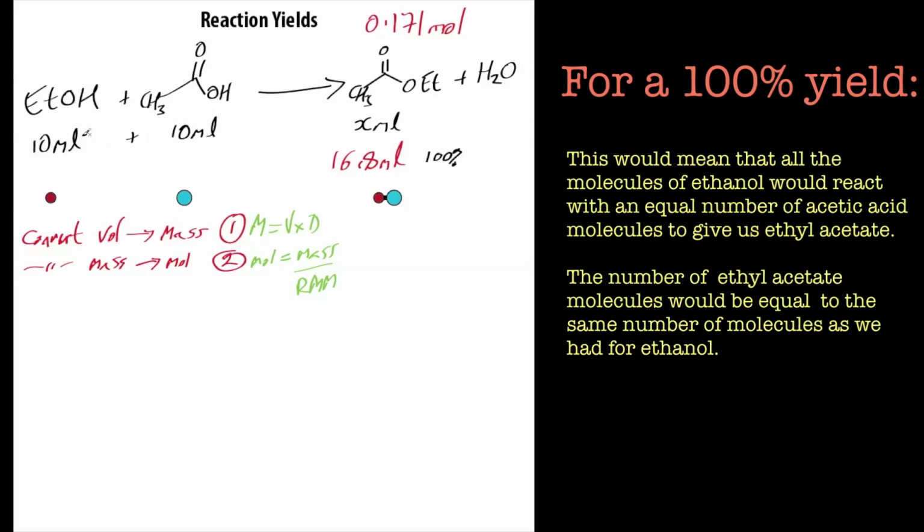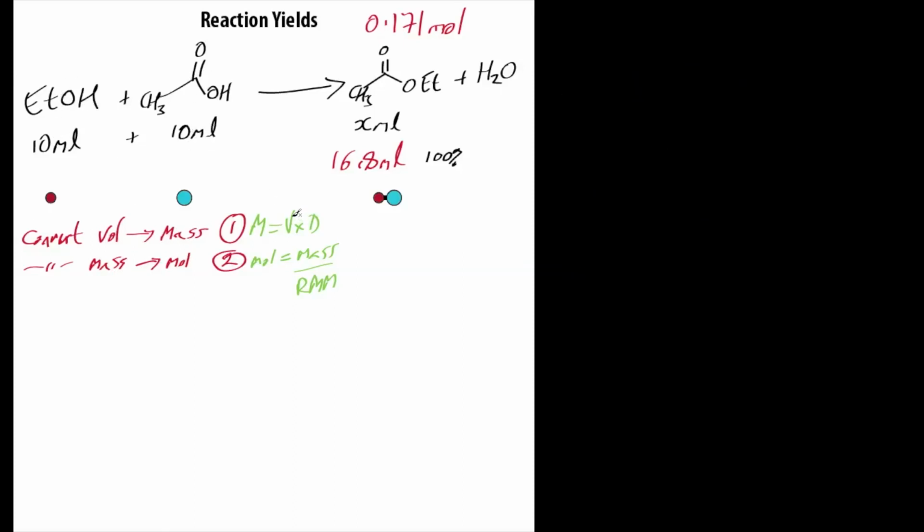So basically we took our 10 mils that we started with, and we converted it to mass. From the mass we could then work out the number of moles of ethanol and the number of moles of acetic acid that would react, and we use these equations to work that out. From that we work backwards, effectively.